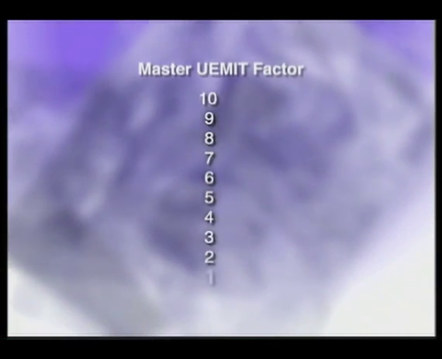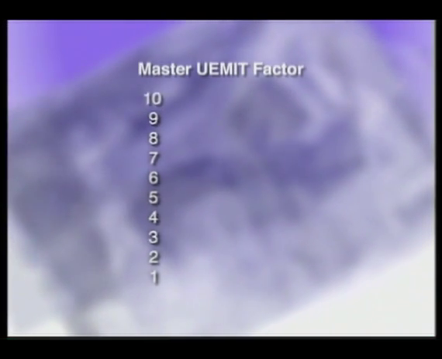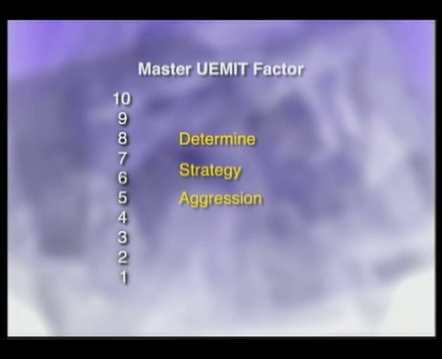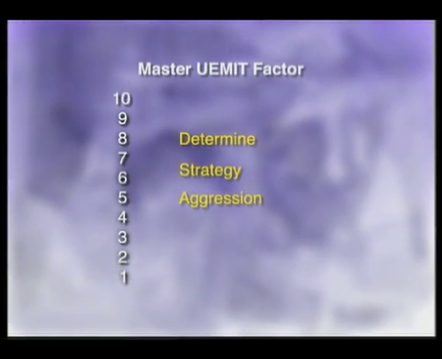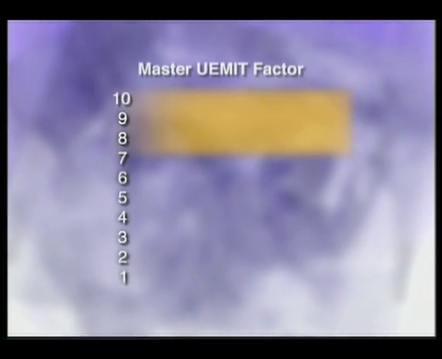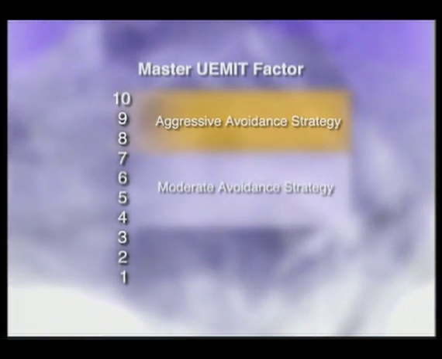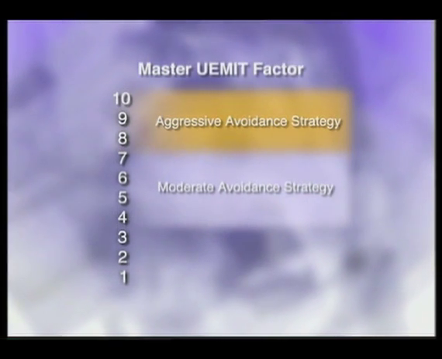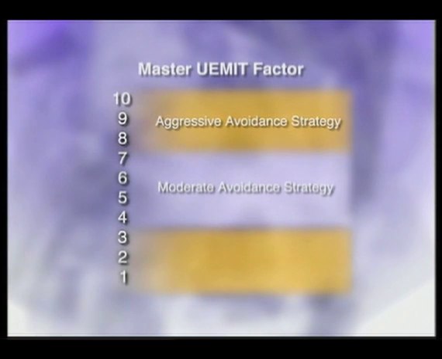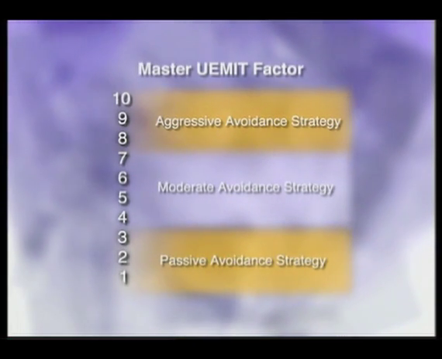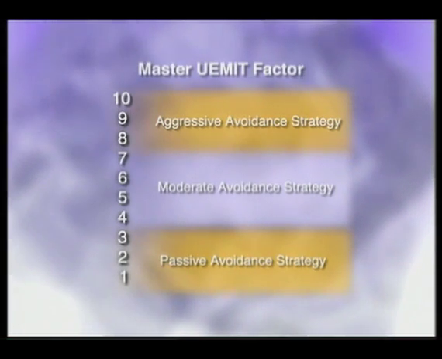What significance does this master UMIT factor have? Let's listen to a few encounter avoidance tacticians and see what they have to say. The master UMIT factor is a rating from 10 being the highest on down to 1. This factor is used by tacticians to determine the aggressiveness of the strategy required to successfully evade an encounter. With higher ratings like 8 to 10, an aggressive strategy is required. With moderate ratings from 4 to 7, a moderate strategy is all that is required. And finally, with lower ratings, such as ratings at or below 3, a passive strategy is all that is required to successfully evade an encounter.